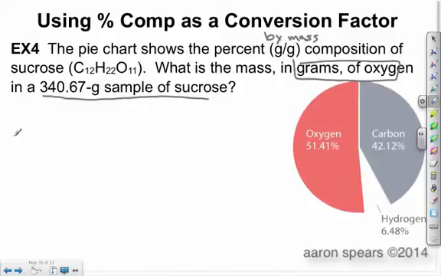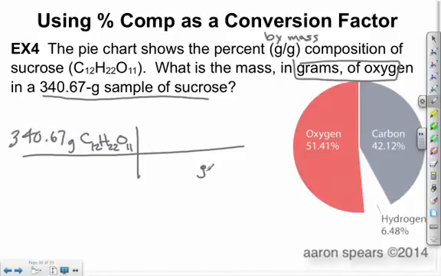Start with a picket fence, 340.67 grams of sucrose. I'm going to write grams of sucrose diagonal in the next fraction. Then I'm going to put what I want up top, and that is grams of oxygen. Now it's important to know here that the oxygen is just an O, not O2, and that is because oxygen is part of a compound and not by itself. In other words, it's not diatomic here.